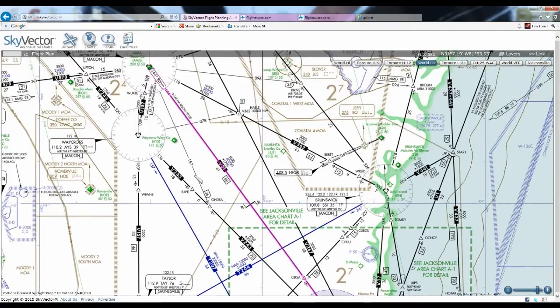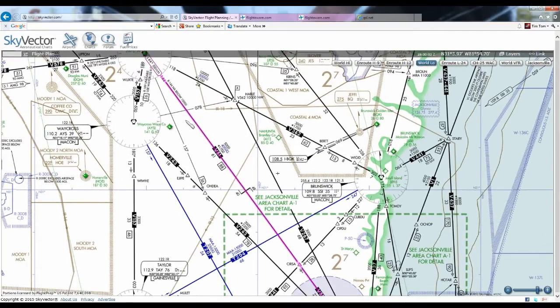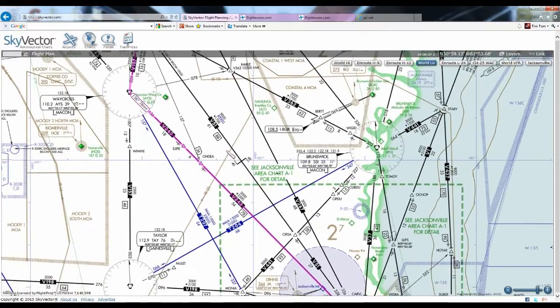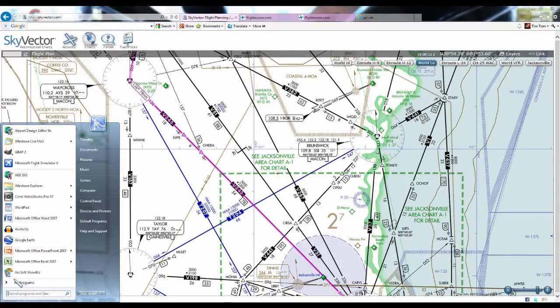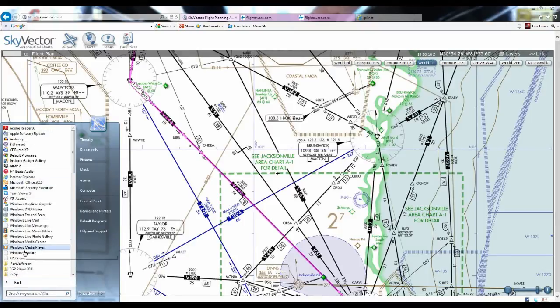So, yeah, if we're tracking along Victor 243 between Waycross and Craig, then the total distance between those two VORs is 78 miles. Let me bring out the calculator because I'm not about to do that math in my head.